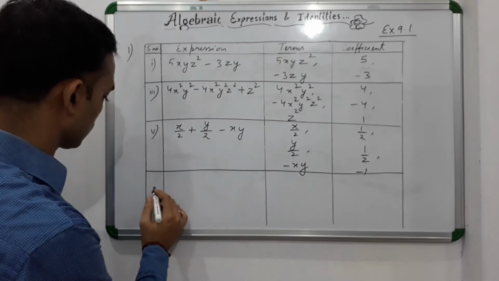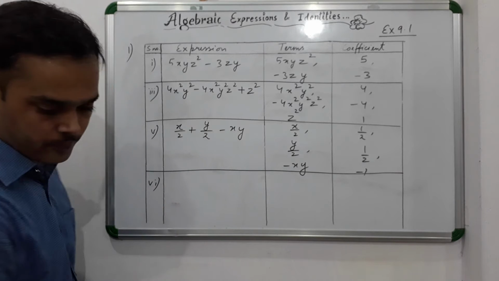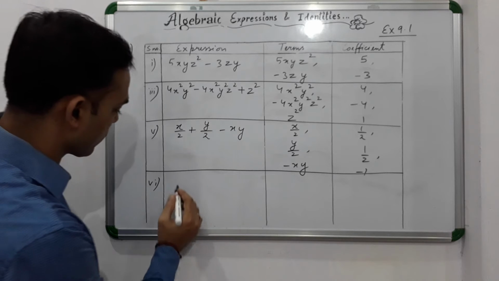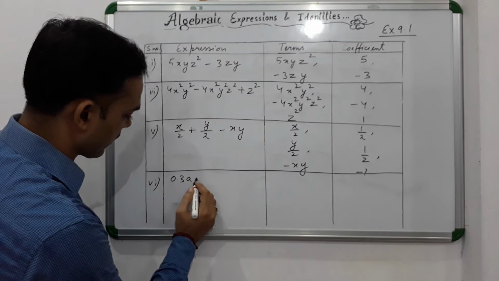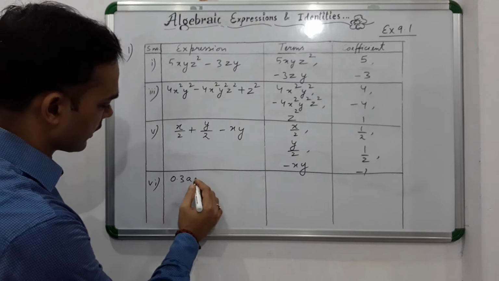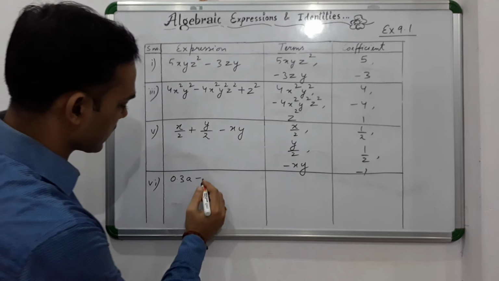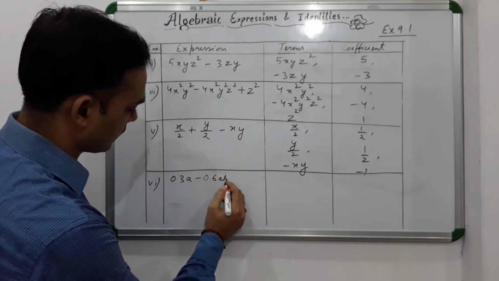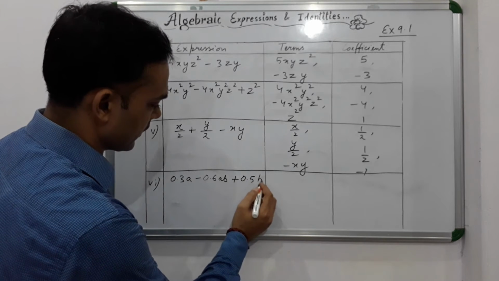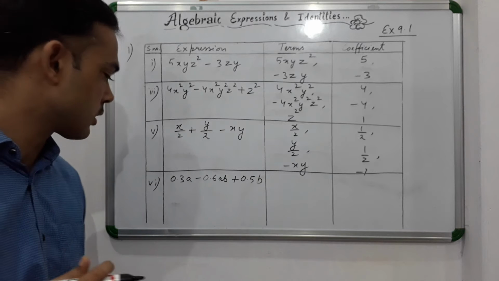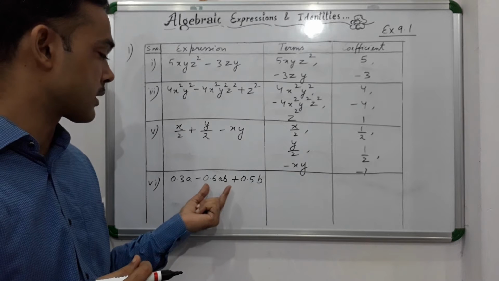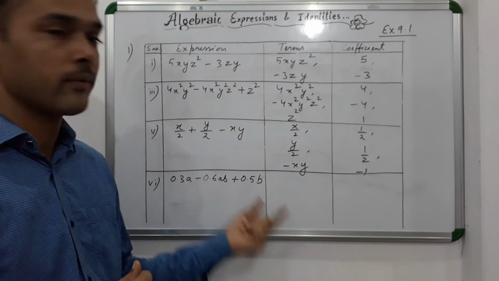Then let's do the sixth part. In the sixth part, the expression is 0.3a, sorry, it's minus, so 0.3a minus 0.6ab, then plus 0.5b. So here also are three terms. One is 0.3a, the other one is minus 0.6ab, and the third one is 0.5b.